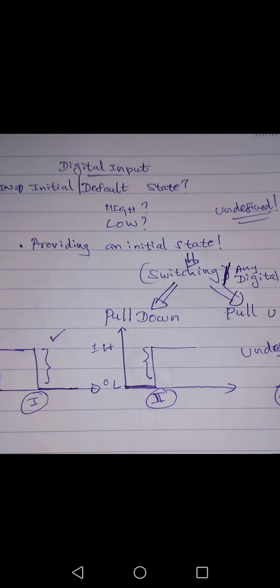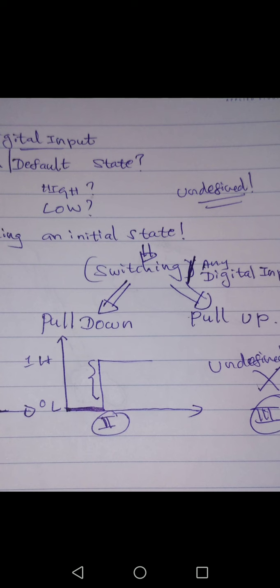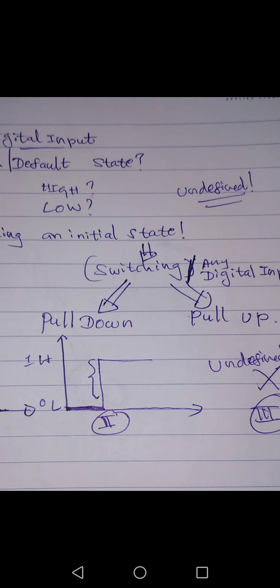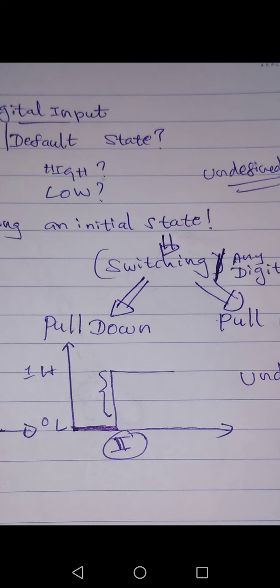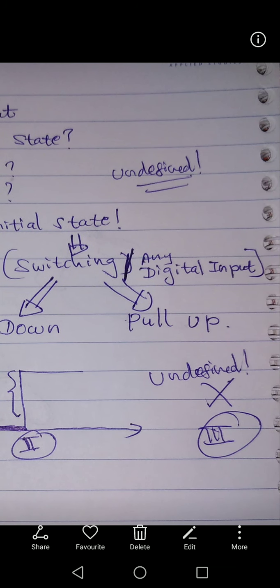So anyway, to make it happen, I said about some circuits, right? To make it happen, like you are connecting the sensors, and also we are keeping a default state as high or low initially. To do that, we have two mechanisms. One is called the pull down mechanism and one is called the pull up mechanism.